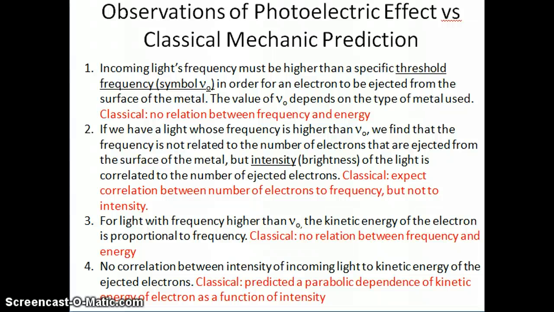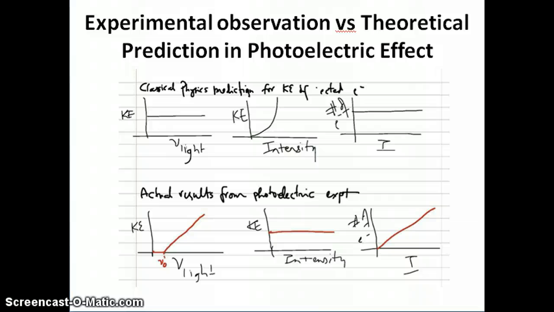Hi everyone, so we're going to continue talking about the photoelectric effect. If you remember from the previous video, we were talking about the differences between the observations that were actually made in the photoelectric effect experiment versus what was predicted by classical physics. Okay, so what we're going to do now is present this theory by Einstein that explains how to look at the photoelectric effect.